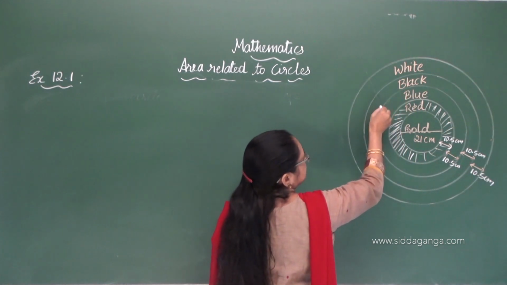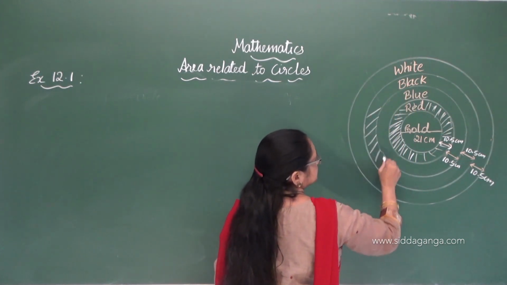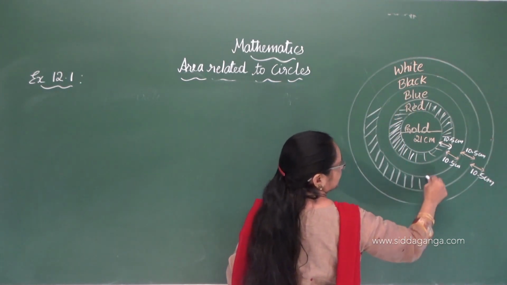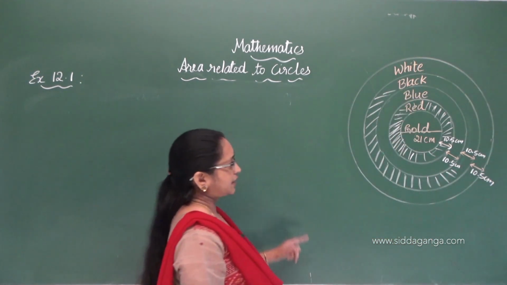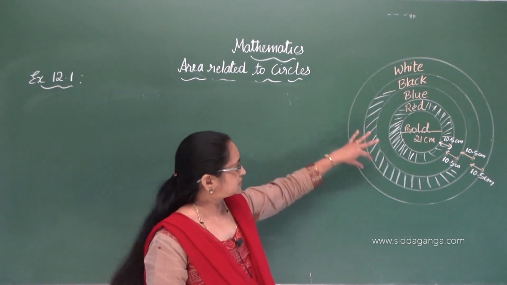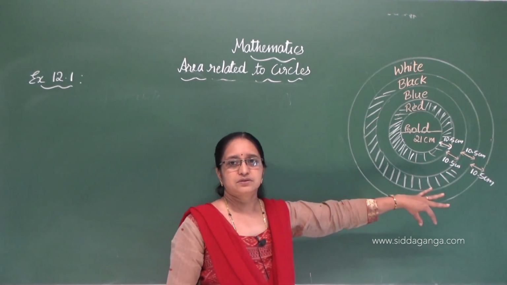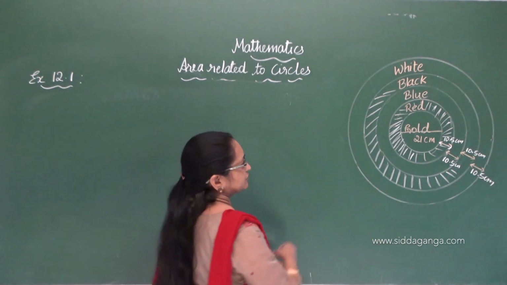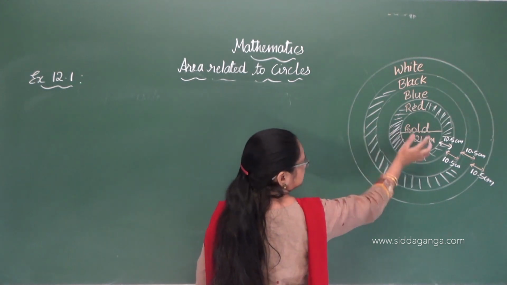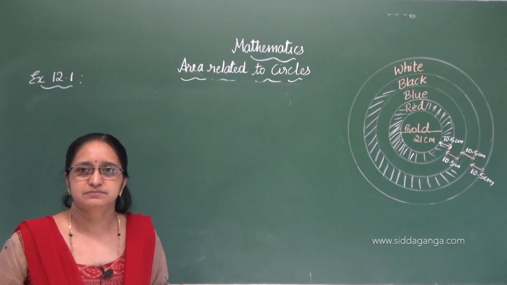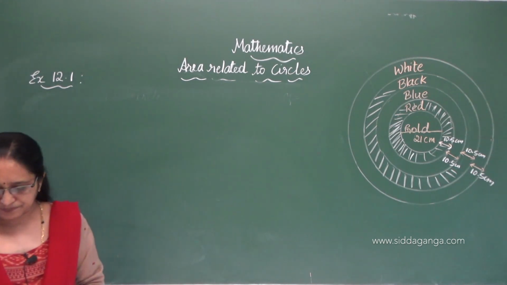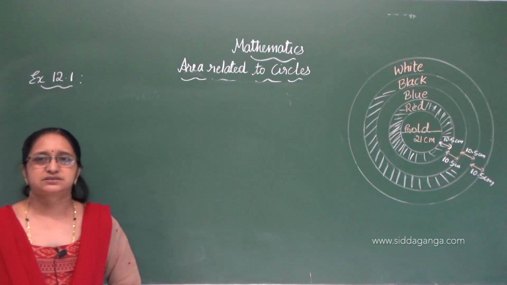Next, black color, again this you will find. Scoring region means only this part you will find out. Again, white color means this area, and the width of each part is 10.5 centimeter, got it? Okay. Now let us begin this sum.